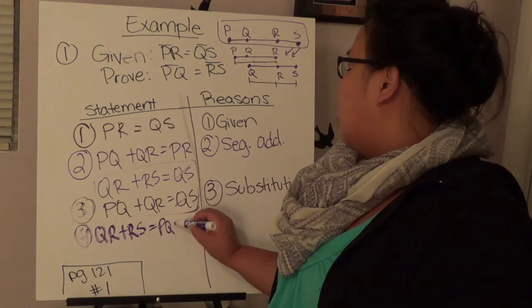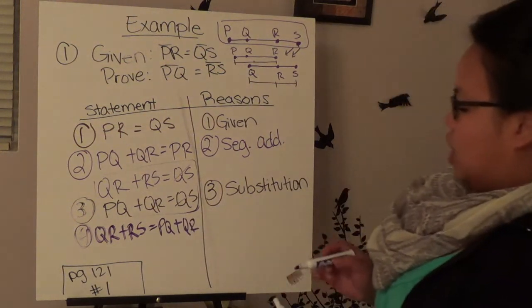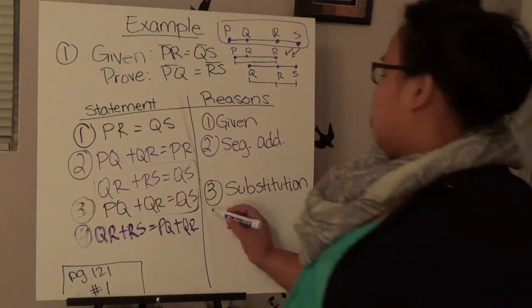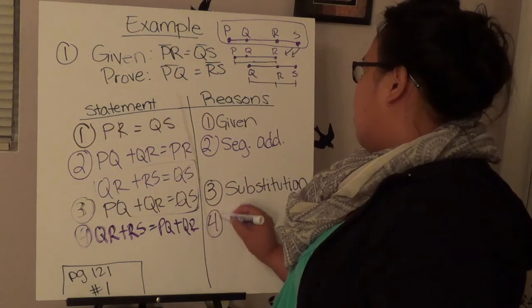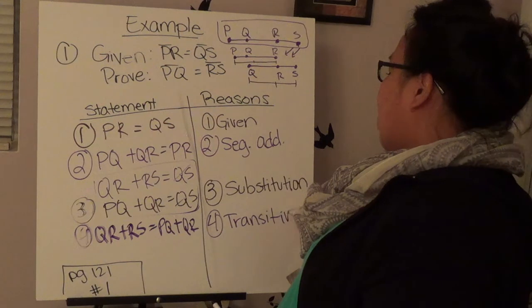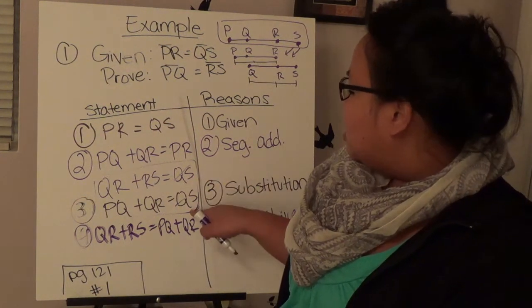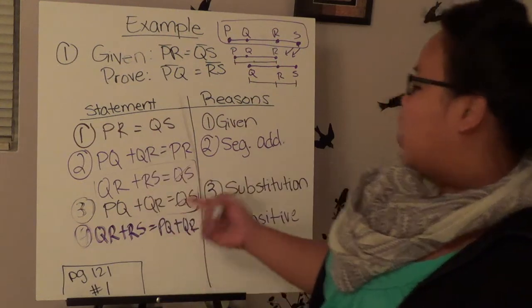See that? And on my last one, I can make QR plus RS equals this whole thing, PQ plus QR. You see that? What did I do here? That was the transitive property. So again, what I did was, because this equals QS, and because this equals QS, I just made them equal to each other.